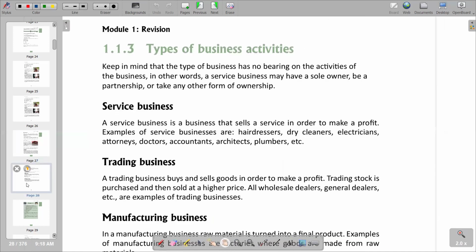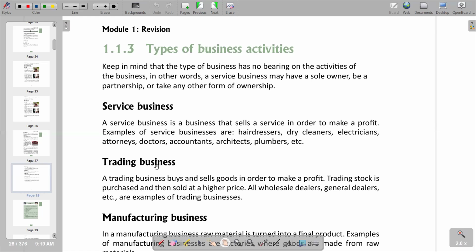So this is what we've got: types of business activities, whereby we see that we can have various business activities ranging from service businesses, trading businesses, manufacturing businesses, and so on. The service business is a business that sells a service, and we've got examples of services mentioned here. We have hairdressers, dry cleaners, electricians, attorneys, doctors, etc. They are service providers. So it is a service business.